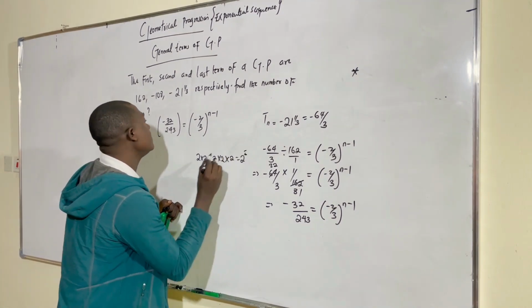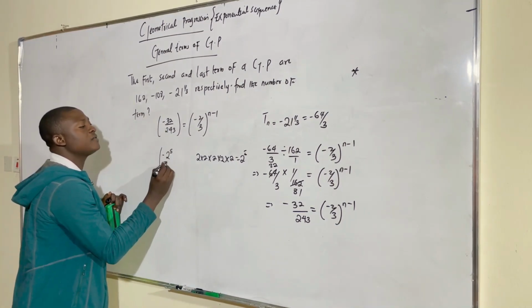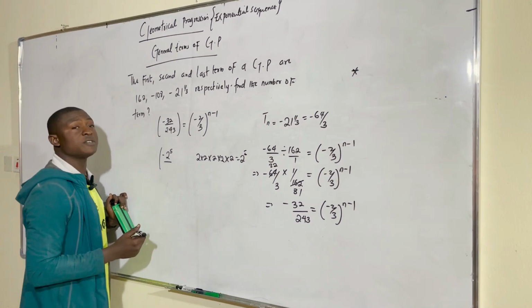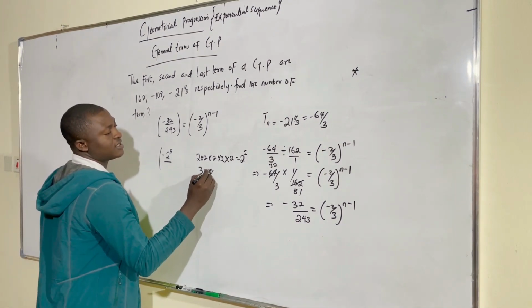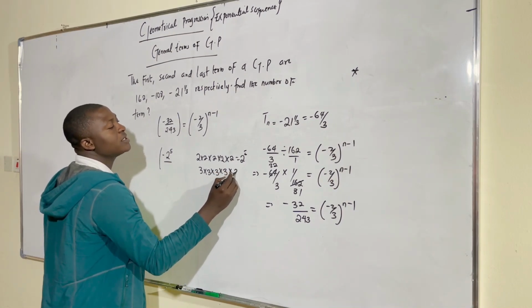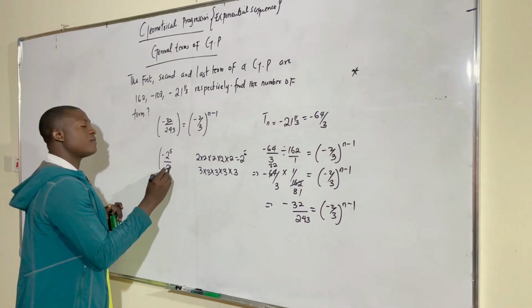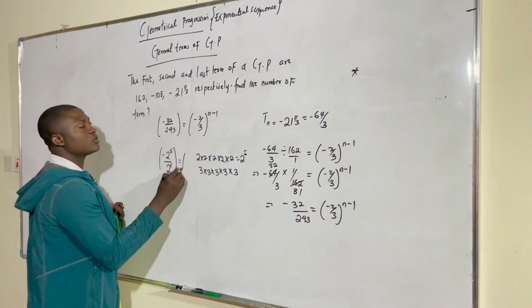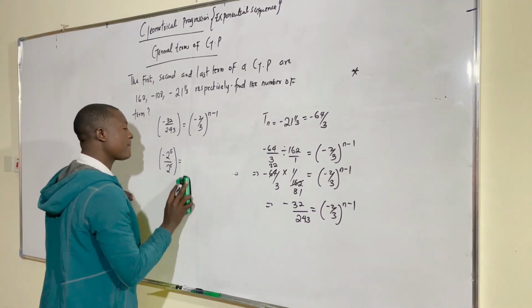That's 2 raised to the power of 5. So that means I can write this as minus 2 raised to the power of 5. If you multiply 3 in 5 times, you are going to get the same result. 3 times 3, that's 9. Times 3, 27. Times 3, 81. Times 3, 243. So that is 2 raised to the power of 5 over 3, equal to minus 2 over 3 rather.